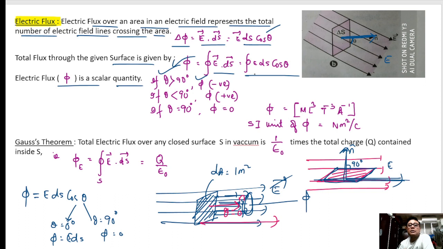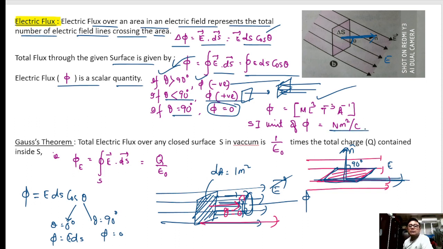That means electric flux will go into the surface. If theta is less than 90, phi is positive, it will go out of the surface. And if it is 90 degree, the phi is 0. The SI unit of electric flux is Newton meter square per coulomb. Please keep remembering this.